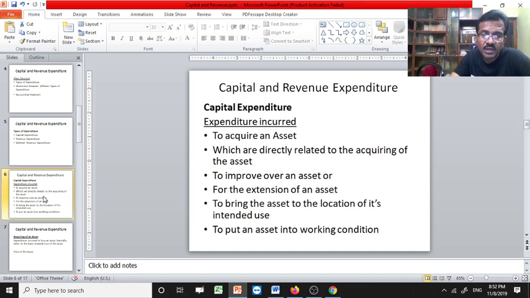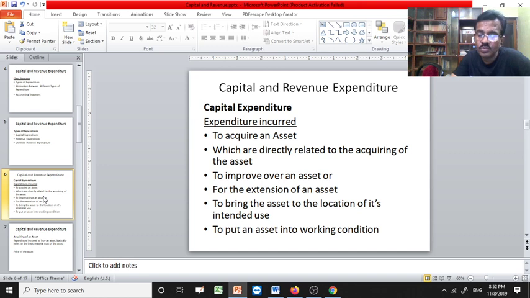We have seen expenditure to acquire an asset. So this is basically the material cost of it. Then we have the expenditure which is directly related to acquiring the asset. So you have to pay customs duty, you have to pay stamp duty, you have to pay legal charges, you have to pay other expenses.